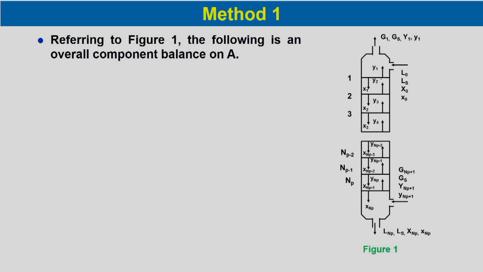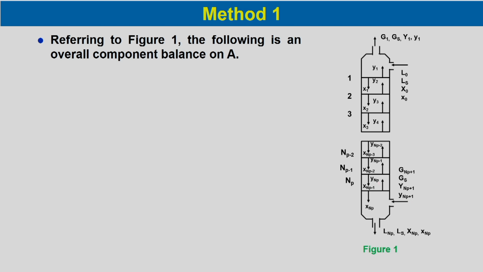So, the top tray is 1 and then next to that is 2, 3 and so on, and finally, it is NP, stage X capital NP, which is coming out the liquid from the top tray. So, liquid is entering at the top and coming out from the bottom, and then the gas is entering at the bottom and going out at the top.